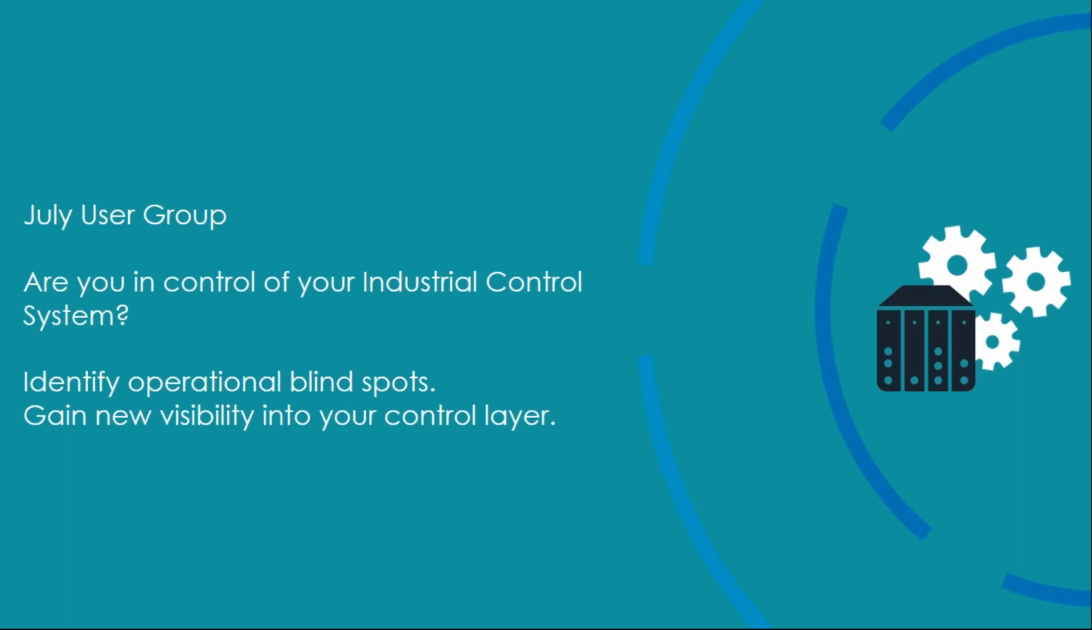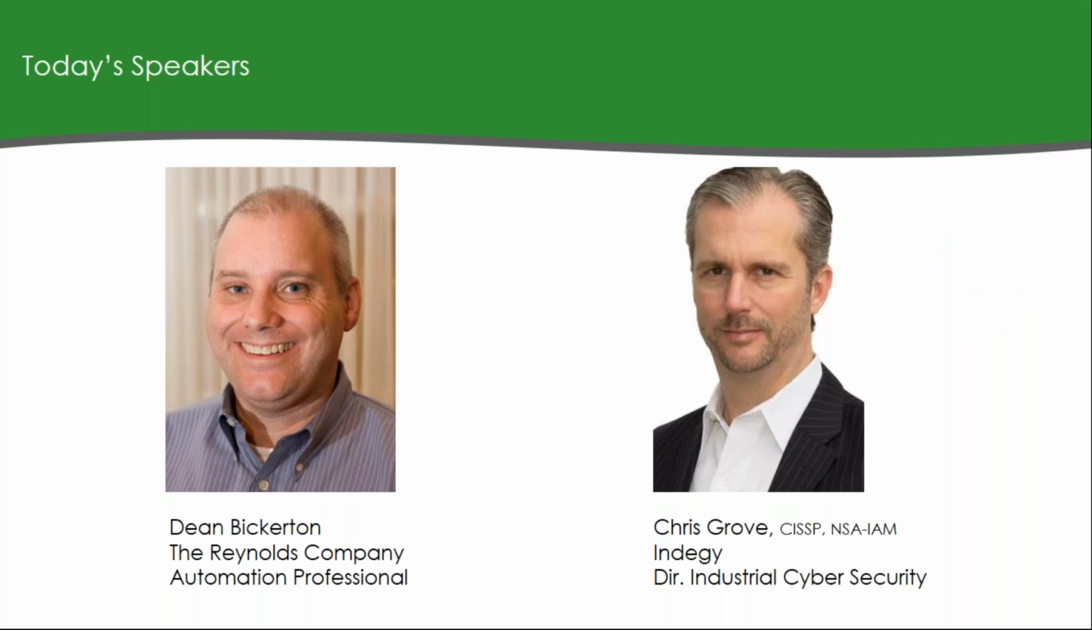Okay. So we'll kick it into this user group session. So the topic is, are you in control of your industrial control system, and how to identify operational blind spots and gain visibility into your controller layer. And this is going to be a topic that we are going to talk about. I'll be doing the first part of the presentation. Dean Bickerton with the Reynolds Company, been in the automation industry for about 25 years now, and working on Rockwell products, Siemens products. I've done some work as a systems integrator. So I've been in this automation space for quite some time.